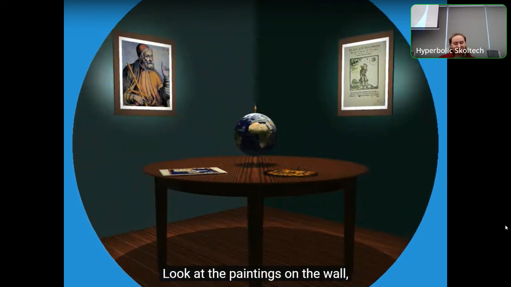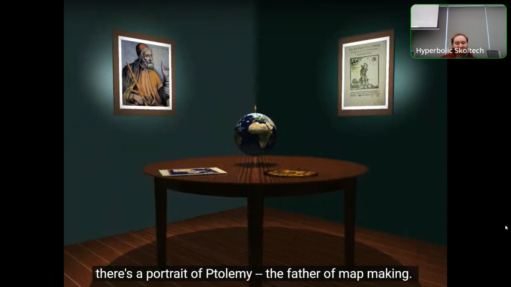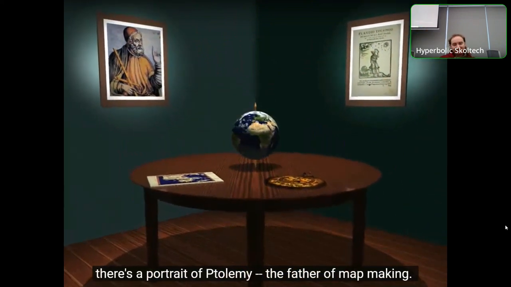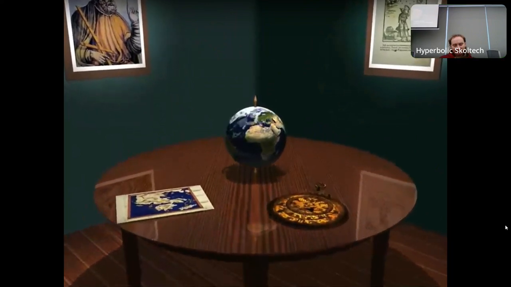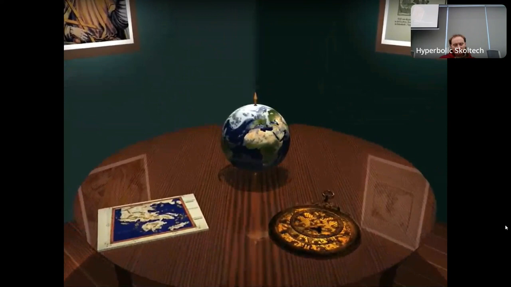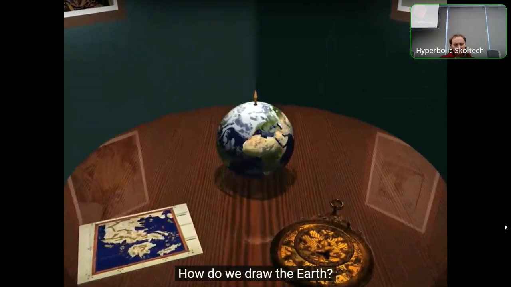Look at the paintings on the wall. There's a portrait of Ptolemy, the father of math. How do we draw the Earth?